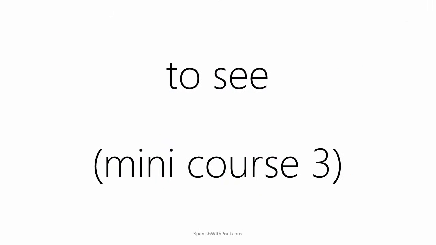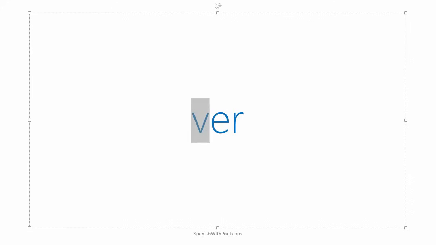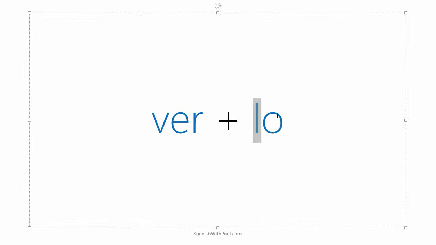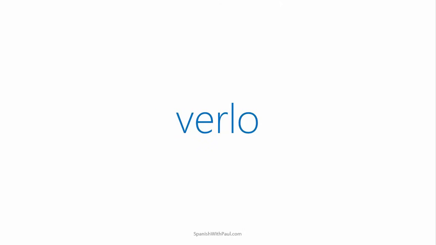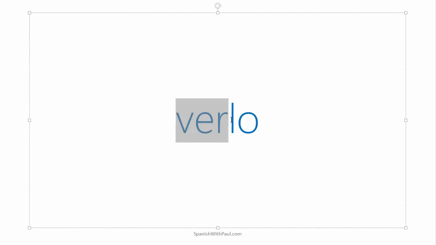What's the verb to see? We did this in mini course 3. Ver. This V always sounds like a B, the letter B in English. So the sound is ver. This means to see. Now, if we wanted to express to see him, we take ver and we add on lo. This lo represents him. So to see him is verlo. Again, you contract it together. To see and then him, verlo.